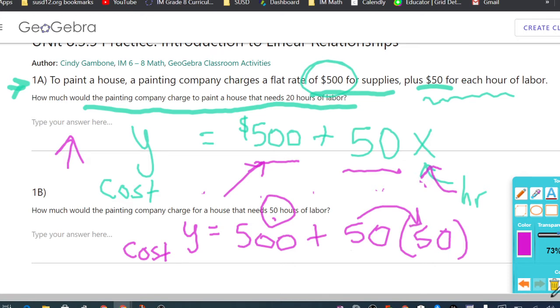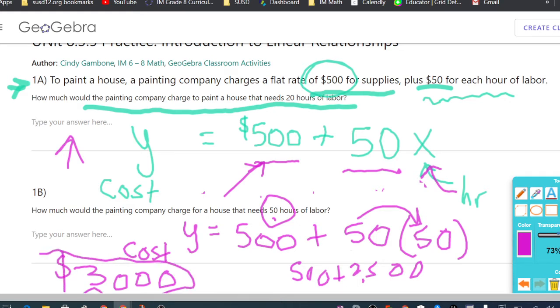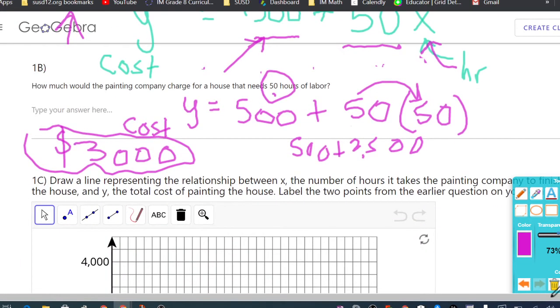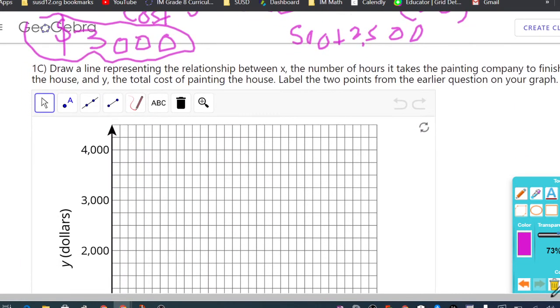Okay, are you good with math? I'm okay at math. Let me try. 5 times 5 is 25, and then add on 2 zeros. Okay, the labor is going to be $2,500, and the fee is still $500, so add those together, and we get $3,000. So if your house needs 50 hours worth of painting, it's going to cost you $3,000. Okay, doing good, guys. Let's go on to 1C.